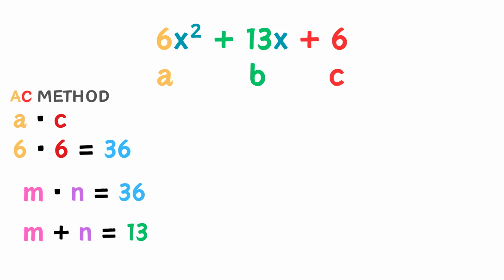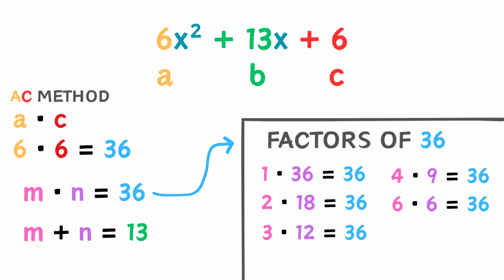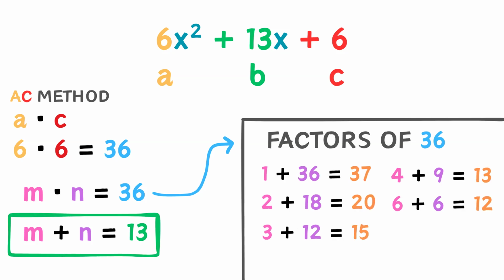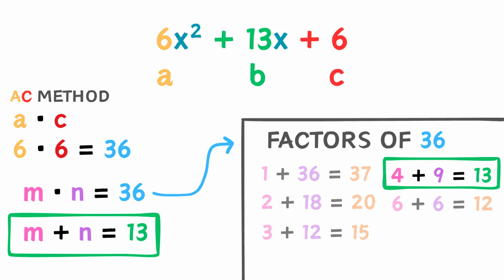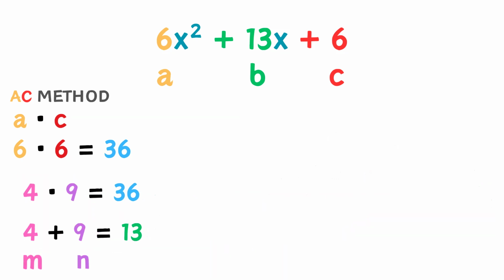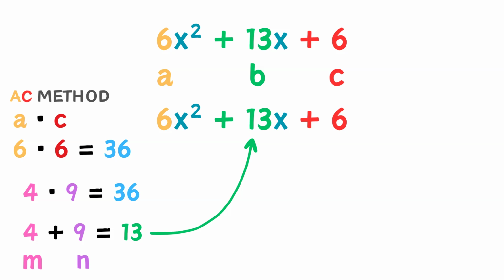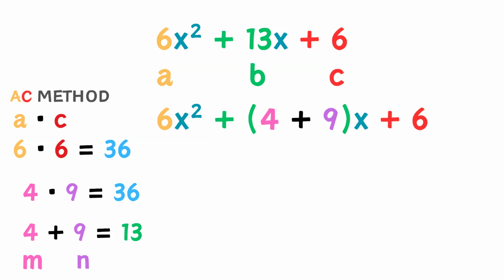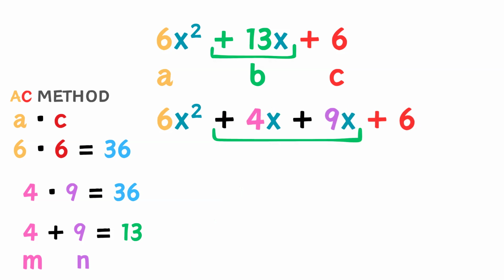To find this, we can list some factors of 36. In this list, we're looking for a pair of factors whose sum is 13. In looking through these, we see that 4 and 9 meet this requirement. So we know that our unknown numbers, m and n, are 4 and 9. Since b equals m plus n, we can split up the middle term, 13x, to 4x plus 9x.